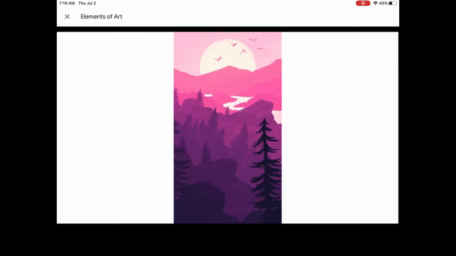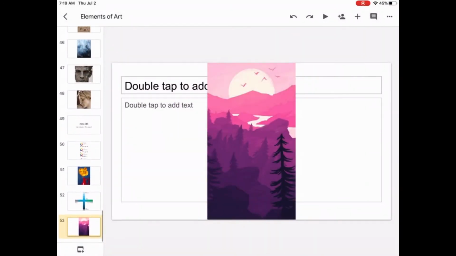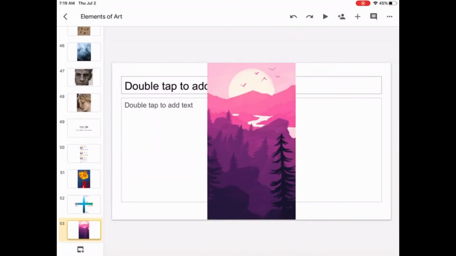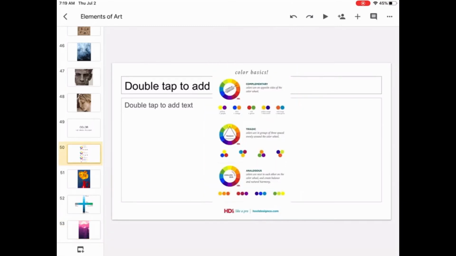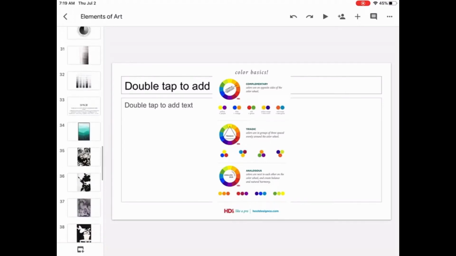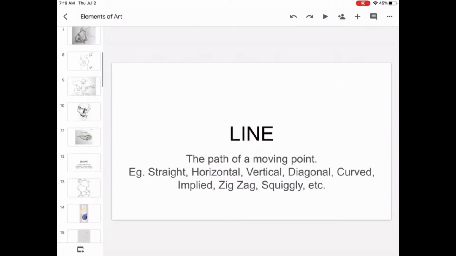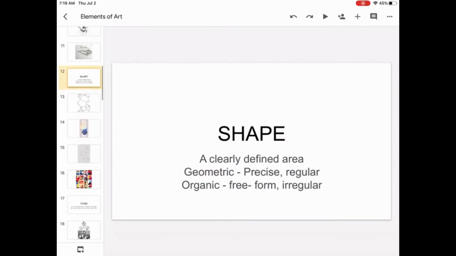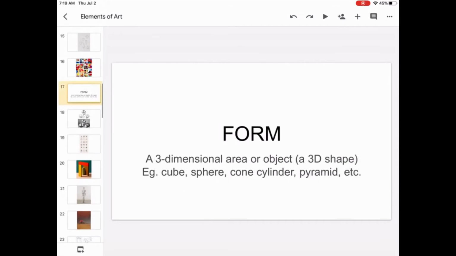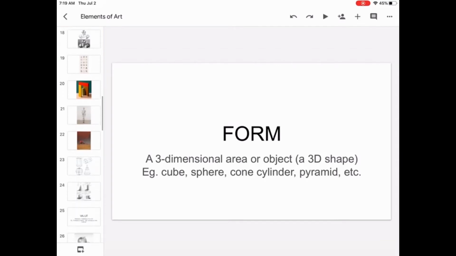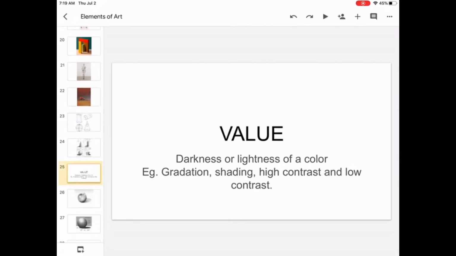Let's see. Oh, and that's it. So, yeah, there's some other stuff about color that I wanted to talk about, but we're gonna talk about color on Monday. But just remember, the elements of art are line, shape, form. So shape and form are a lot alike. The only difference is shape is 2D, form is 3D. And then value.